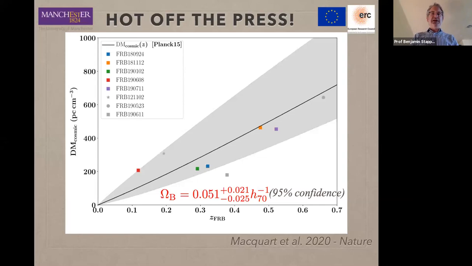There is a relatively large error on that number, but this is really a very, very promising indicator that these fast radio bursts are telling us where the missing baryons are. And in the future, we can hopefully make a real map of the distribution of these baryons throughout the universe using fast radio bursts.